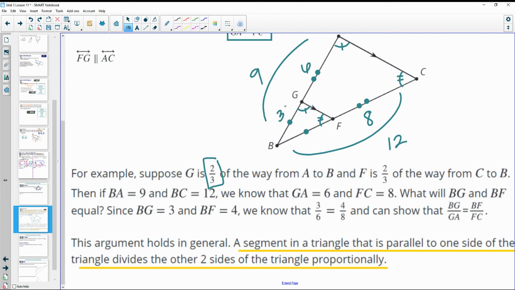And then you can see that this would be 3 to total 9. This would be 4 to total 12. This is times 2, and so is this. So you can see some of those proportions happening there. So again, they're just giving you some specific examples in that paragraph. And then ultimately, if a segment in a triangle is parallel to one side of the triangle, it divides the other two sides proportionally. Okay. So this is the general statement, and this is the specifics to show you what's exactly happening.